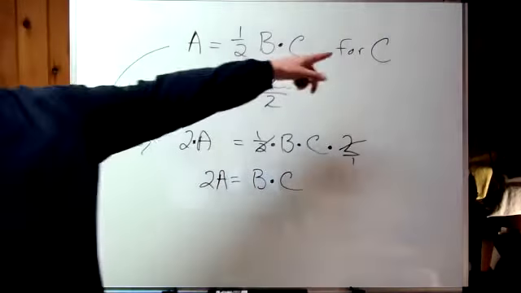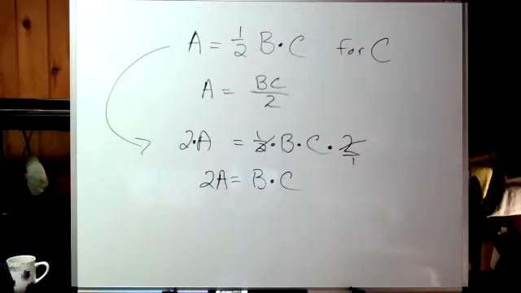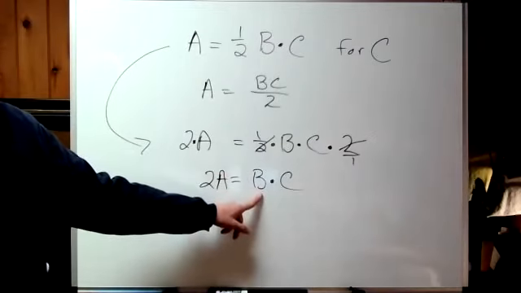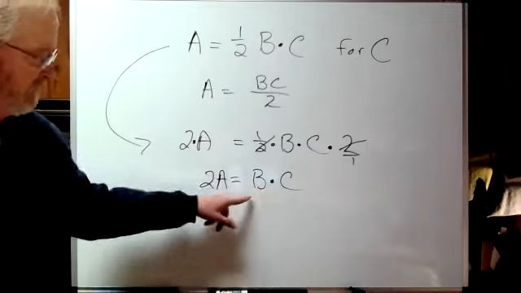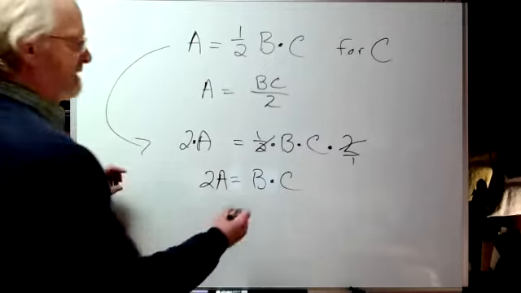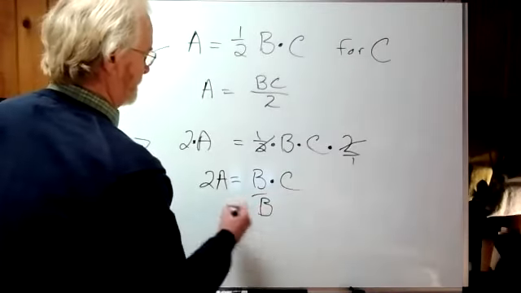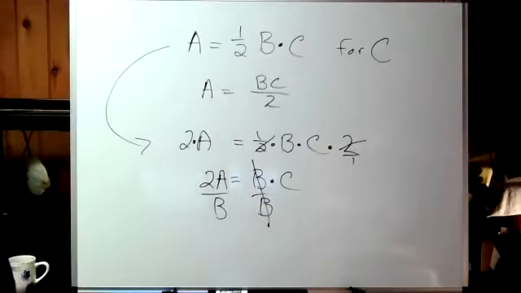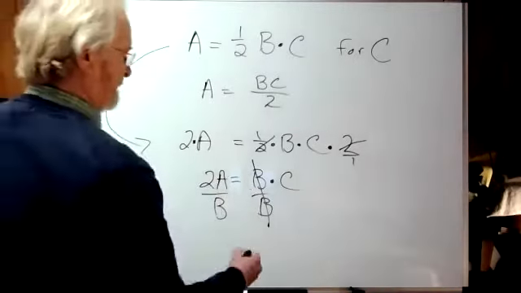I'm still trying to get that C all alone, whatever it is. So I've got one more thing to do. I'm multiplying by B here, so I have to undo that. Opposite of that, we've done this a few times now. Divide both sides by B.